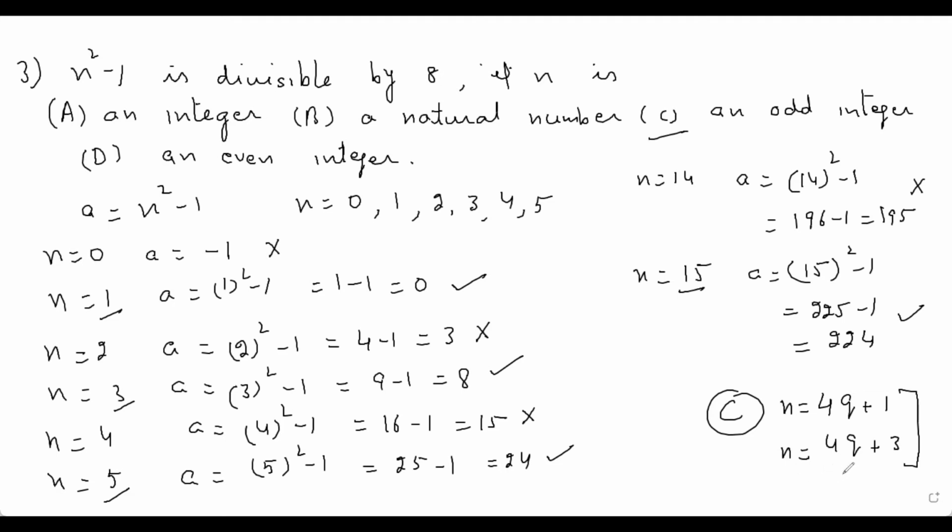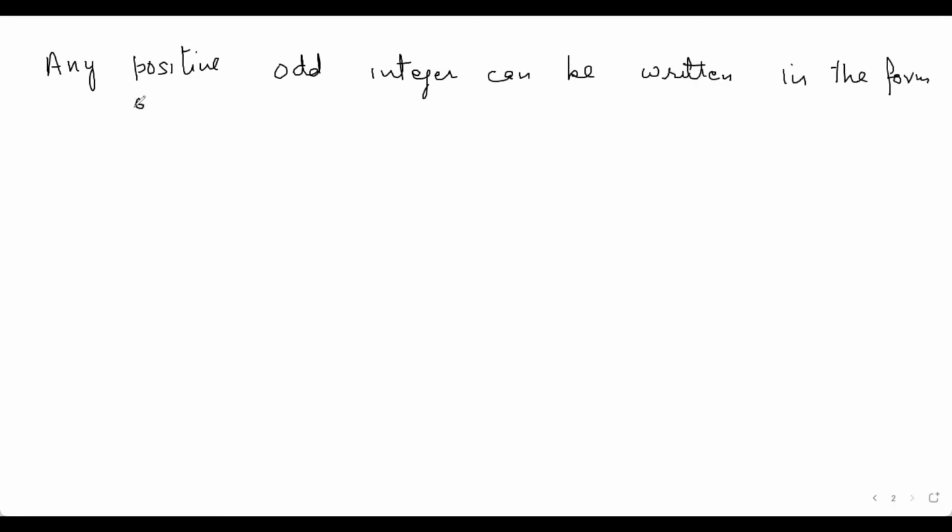We can check it like this. On the next page, we are going to check for odd integers whether n square minus 1 is divisible by 8. Let us check it. Any positive odd integer can be written in the form of 4q plus 1 and 4q plus 3. So if n is an odd integer, 4q plus 1, then we are going to check whether n square minus 1 is divisible by 8.